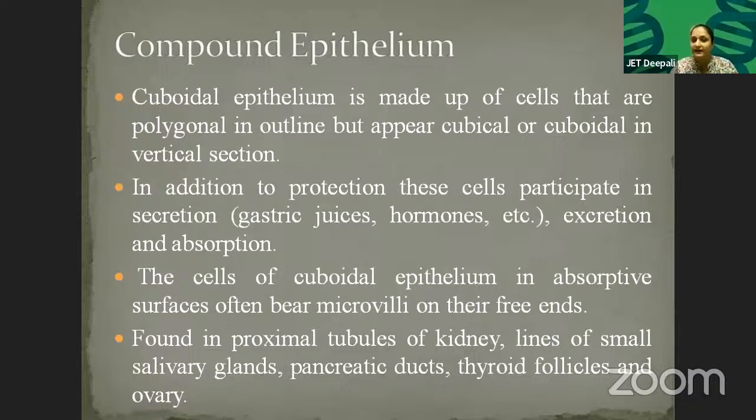Lines of small salivary glands. Where are the salivary glands situated in your body? In the mouth, the buccal cavity. This is the buccal cavity. Here your salivary glands are situated. Also lines pancreatic ducts. What is the pancreas? Does anyone know about the pancreas? Okay, I will tell you. The pancreas is a mixed gland. It is exocrine as well as endocrine.